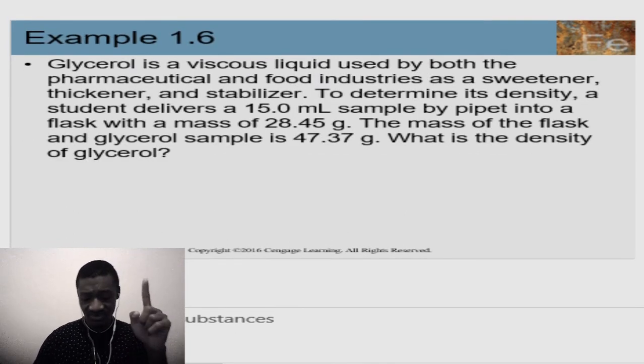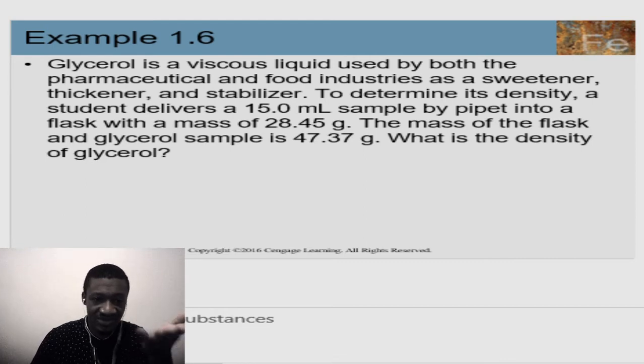So we have an interesting example here. The example is glycerol. Glycerol is a viscous liquid, and it's used in both the pharmaceutical and food industry as a sweetener. I don't know whether some of you know glycerol, but you might have eaten it and not even realized, because it's put in some things as a sweetener, thickener and stabilizer.